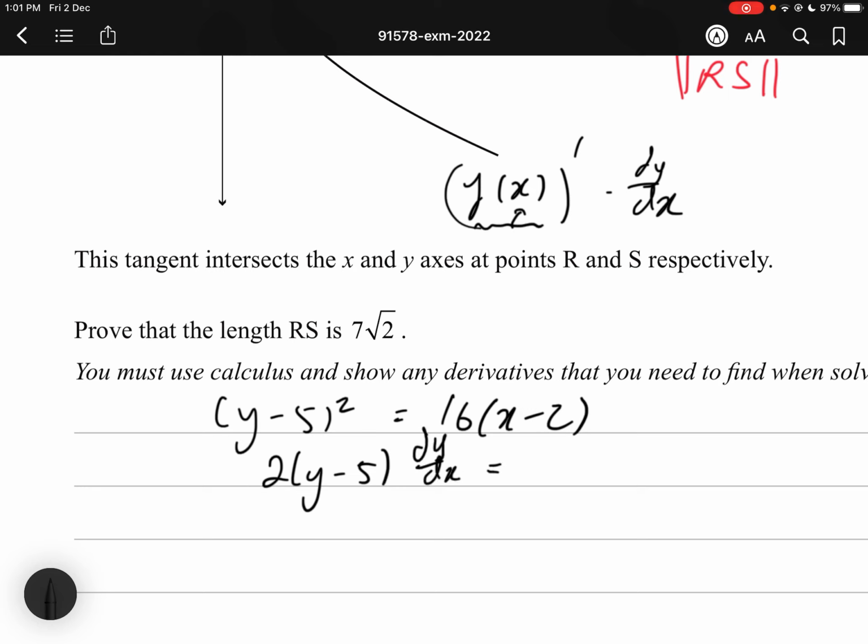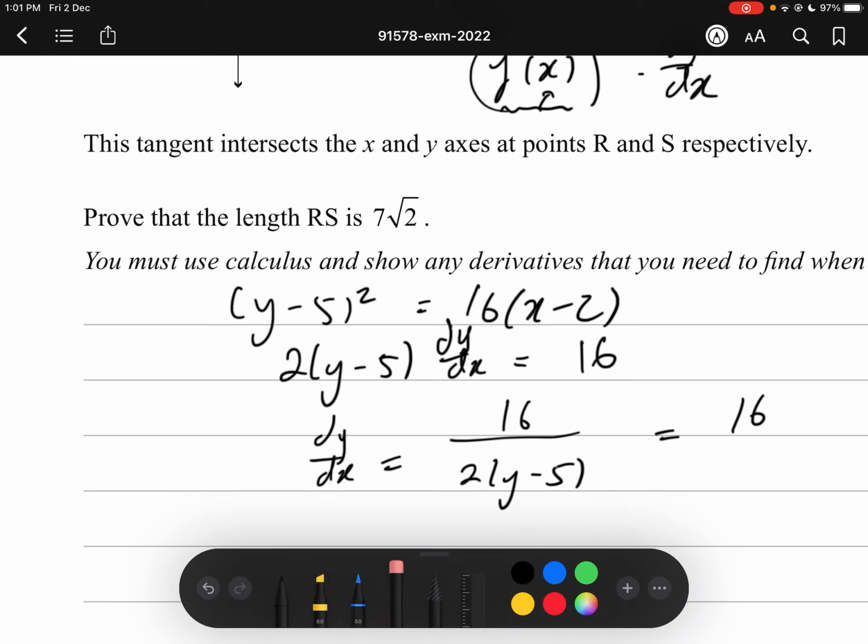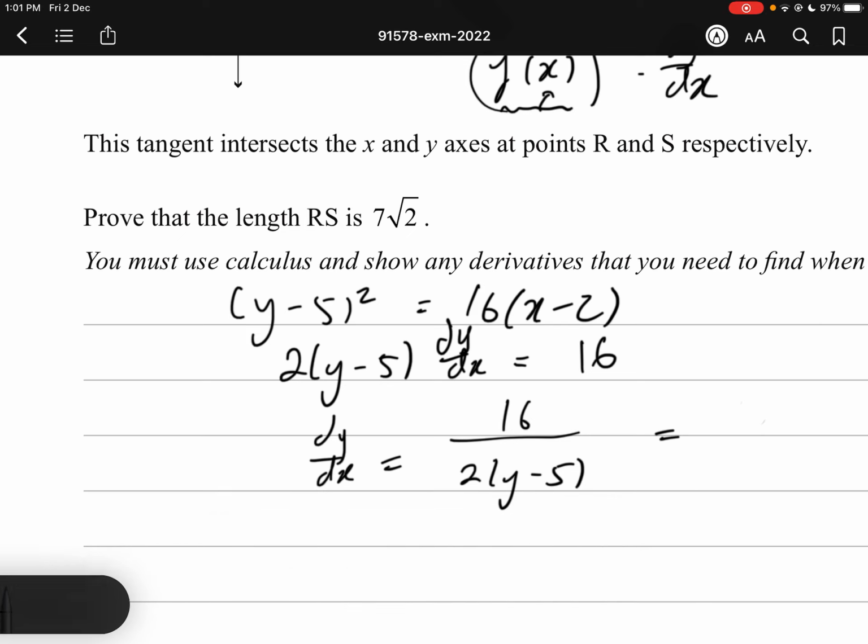The derivative of x minus 2 is just 1, so that's just 16. Therefore dy on dx is equal to 16 divided by 2 times y minus 5, and that is equal to 8 rather. That is 8 over y minus 5.